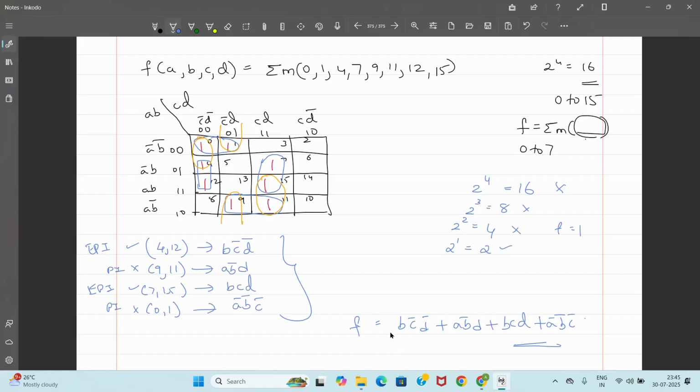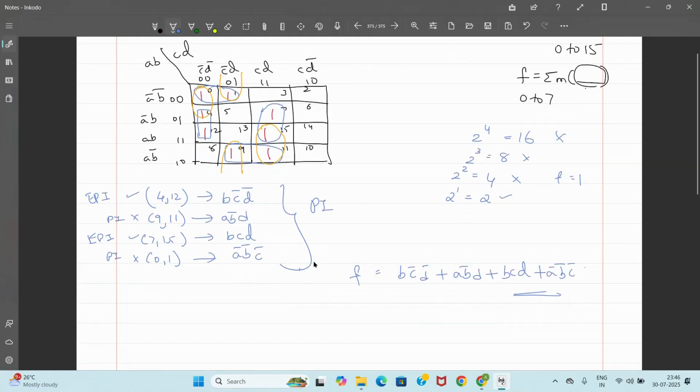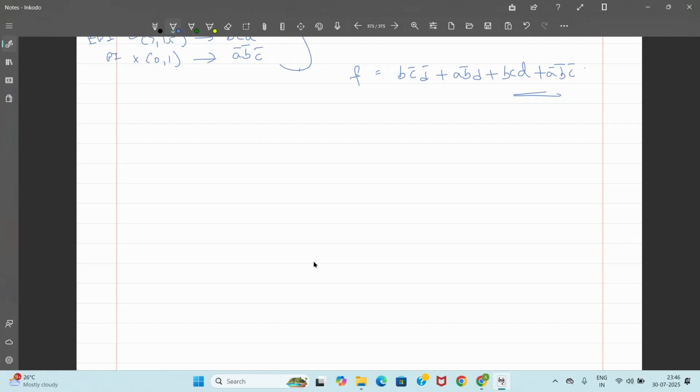Okay. So your final answer should have all the ones covered. All ones in the given map should be covered in a very efficient, optimal way, and that solution should be written here. Whereas if they ask you to list the prime and essential prime implicants, this will be your answer. All four of them are prime implicants. Out of the four, only two of them are essential prime implicants. So it doesn't mean that 4, 12 and 7, 15 are not prime. They are prime, and they are essential prime. All four of them are prime, but out of the four, only two are essential prime implicants. Okay. So this is how we solve the four variable K map.